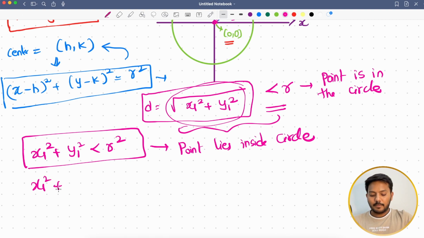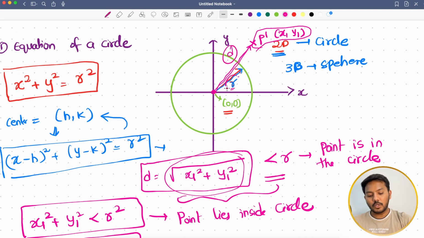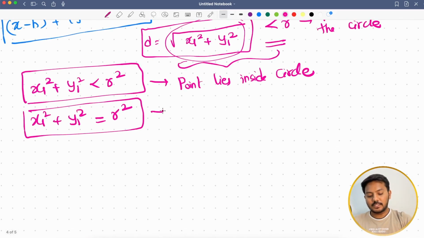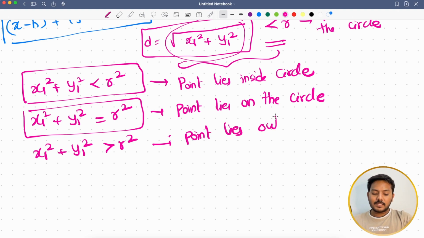If x1 square plus y1 square is equal to r square, what is this condition? That means the distance is equal to r, so the point lies on the circle. And if x1 square plus y1 square is greater than r square, then the point lies outside of the circle.